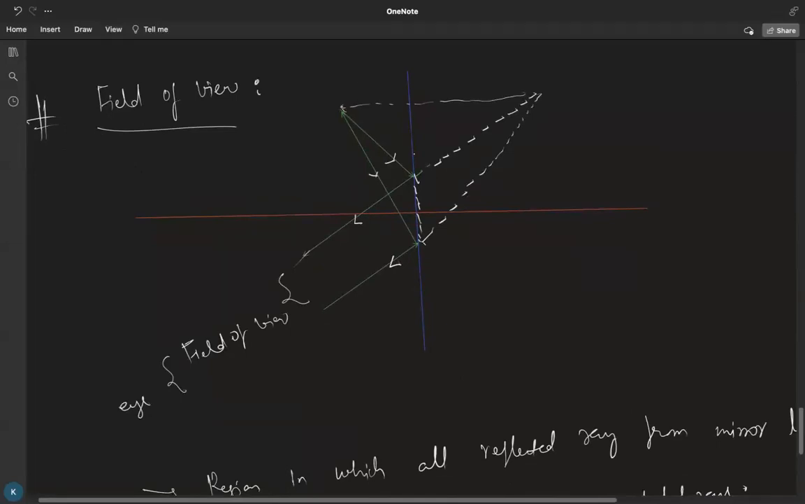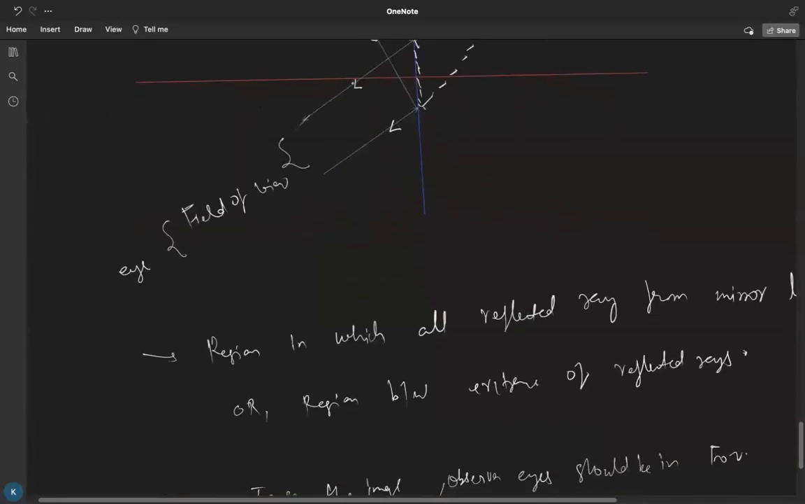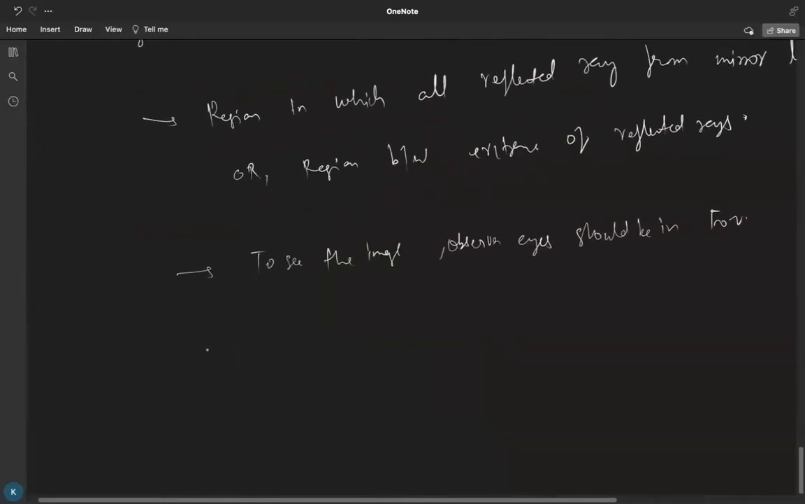So this is our object, the real object, because the incident rays of light have a real intersection point, and this is virtual. So this distance is equal to this, and this is our virtual image because a plane mirror forms the virtual image of a real object, right? I hope it will be clear to all of you.